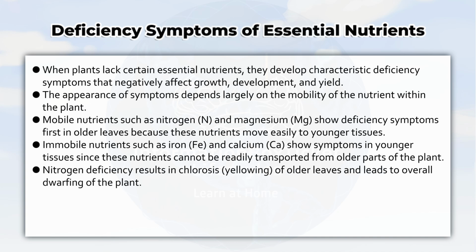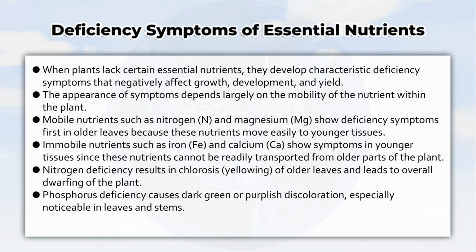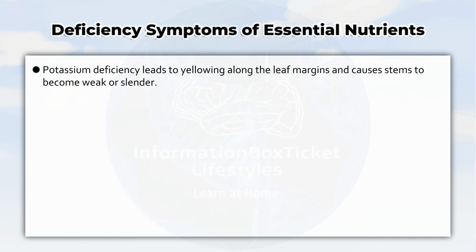Nitrogen deficiency results in chlorosis, yellowing, of older leaves and leads to overall dwarfing of the plant. Phosphorus deficiency causes dark green or purplish discoloration, especially noticeable in leaves and stems. Potassium deficiency leads to yellowing along the leaf margins and causes stems to become weak or slender.